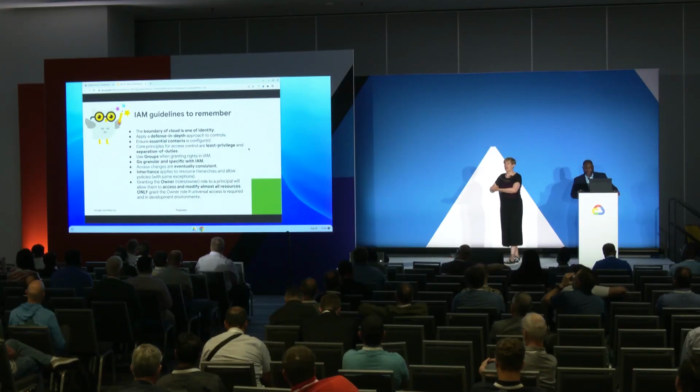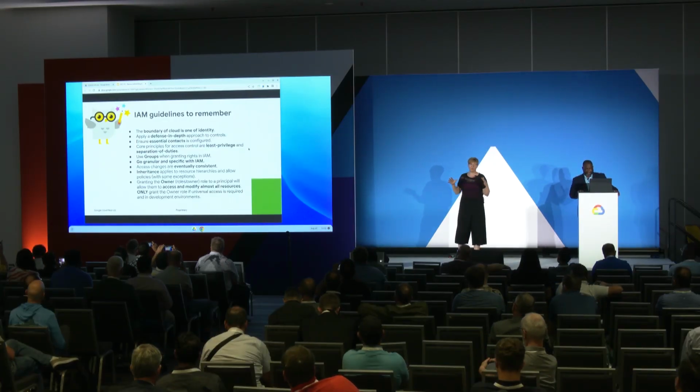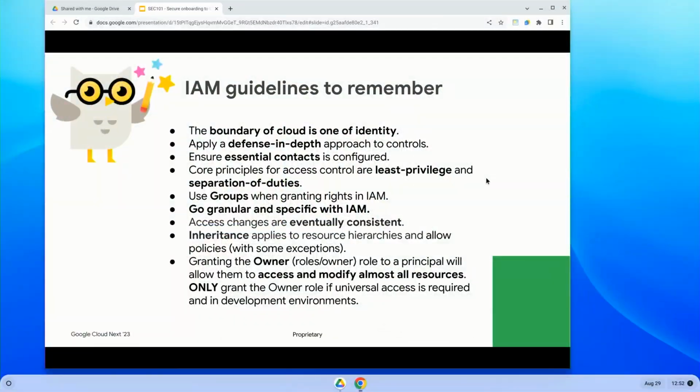Here we go. The boundary of cloud is one of identity. I think we've made that point multiple times here. You want to apply a defense in depth approach to controls. And, oh, by the way, essential contacts. Please, please, please configure those. That's how Google gets a hold of you. It's not strictly identity, but it kind of is, so I threw it in.